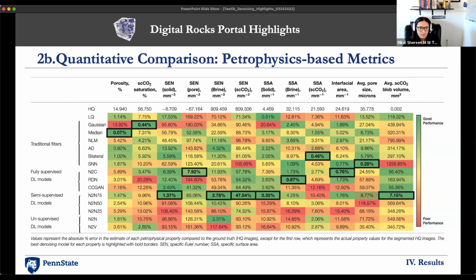And this can be explained by the blurring effect of the interfaces, making it difficult to locate the boundary between solid and pores, especially solid and brine interfaces, since their grayscale values are very similar. On the other hand, we see that for most pore scale properties, fully and semi-supervised algorithms were the best performers, with the exception of a couple of them, and the explanation of those is detailed in the paper.